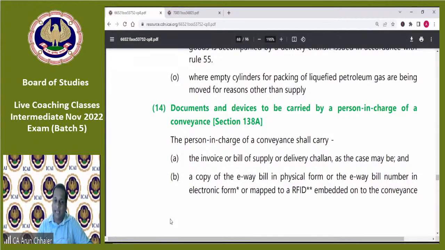But in that case, the document should be the invoice or bill of supply or delivery challan, plus a copy of the e-way bill either in physical form, or the e-way bill number in electronic form, or mapped to the RFID devices. If a delivery challan is issued, then it is only available for 20 kilometers. You are talking about the payment, to the weighbridge, am I right? To the weighbridge I'm talking about. Only to the weighbridge.